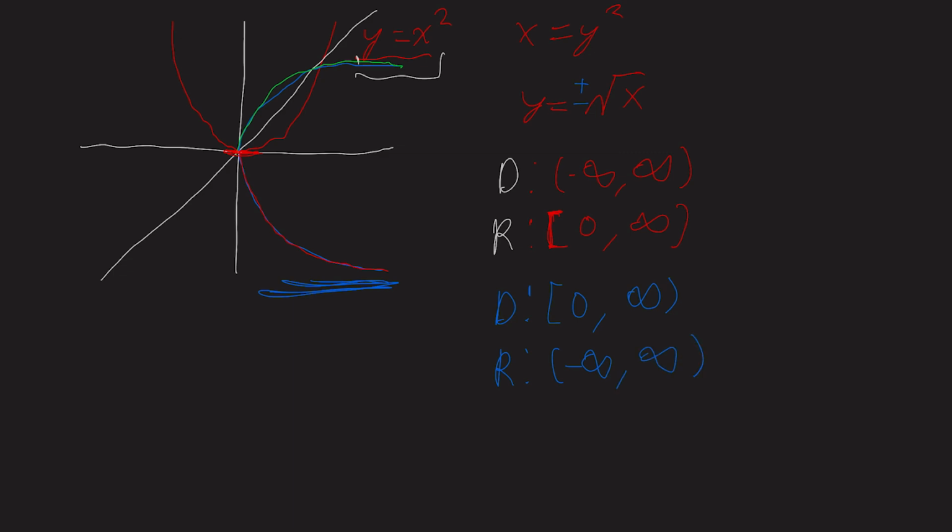So the important takeaway here is that when we take an inverse, the domain of the original becomes the range of the inverse, and the range of the original becomes the domain of the inverse. Okay? They flip-flop. So that's an important thing to realize when we take domains.